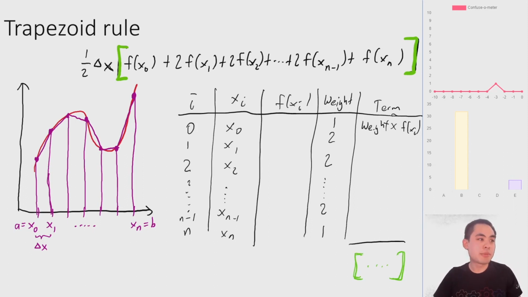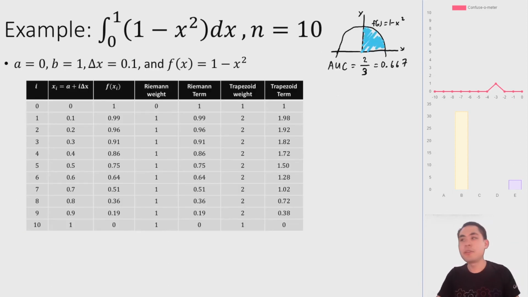Okay, so now let's see this in practice. Let's give an example. What I'm doing here is I want the numerical integral from 0 to 1 of 1 minus x squared dx. So this is an upside down parabola that intersects at the y-intercept of y equal to 1. And I want to do it with n equal to 10. So with 10 data points, or sorry, 11 data points, because you want to go from x0 to x10. So a is equal to 0, b is equal to 1.